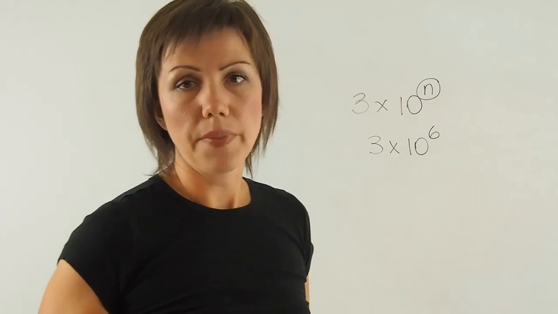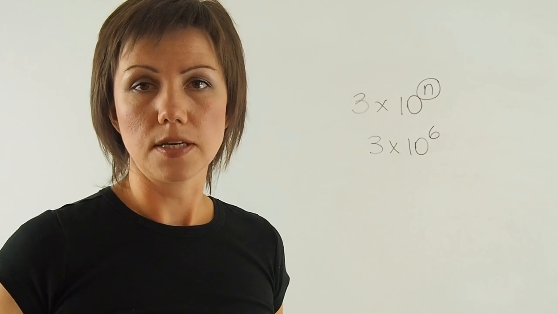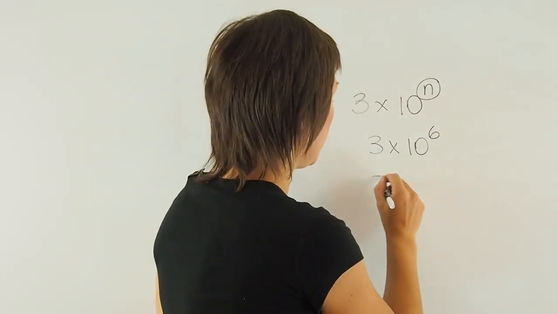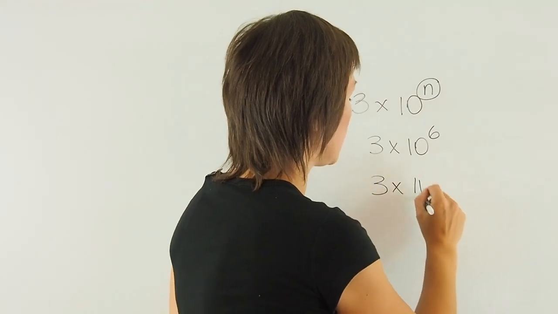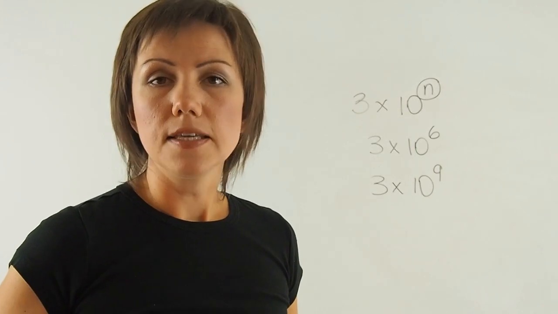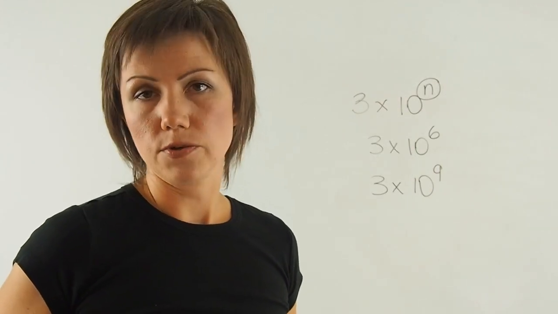If I'm talking about 3 billion, how many zeros does a billion have? 9. So it's going to be 3 times 10 to the power of 9, and so on. Scientific notation can be very, very useful.